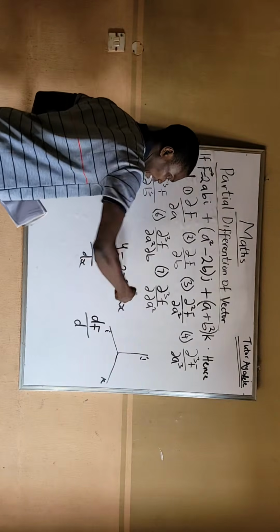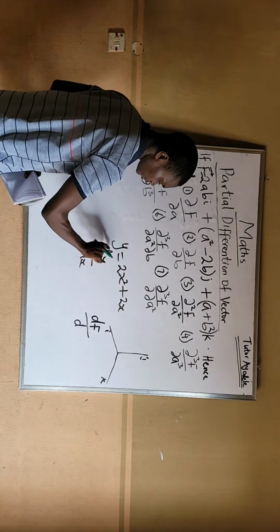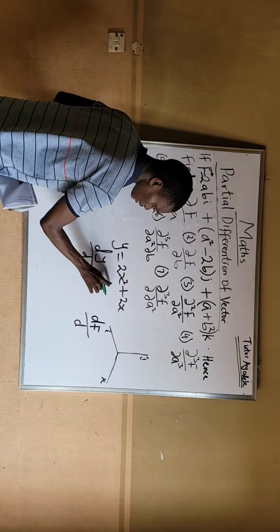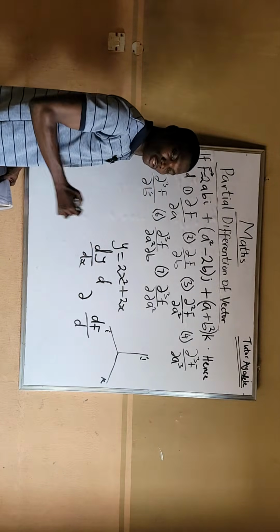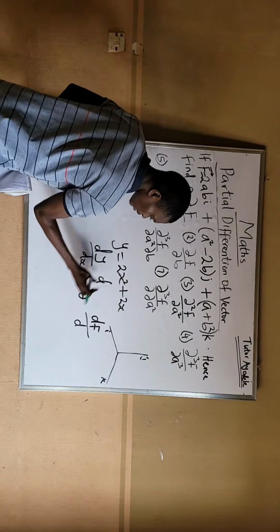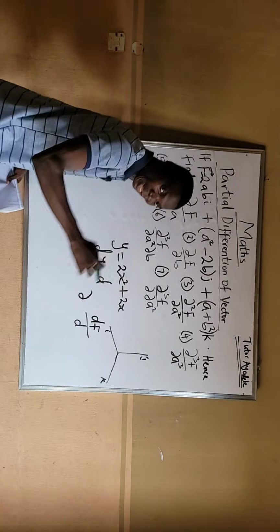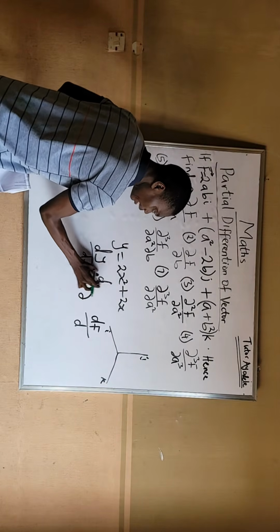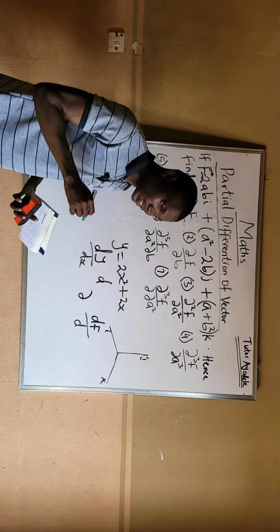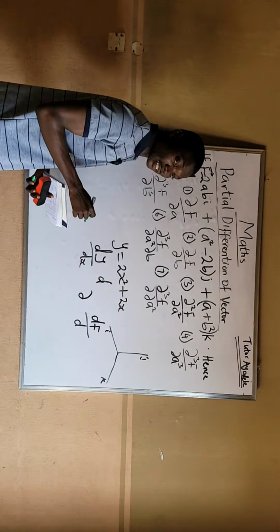But if it is a partial derivative, they will not write it in this form. Instead of writing the normal d, they will write it like this. Can you see the difference? This symbol represents a partial derivative, while the normal way of writing d represents a total derivative. You understand? A total derivative.